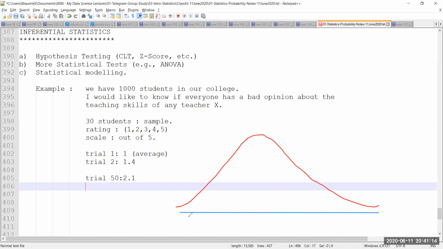Now what we will be doing is, what is the mean of this mean? The mean of this mean is going to be where I have the peak, right? So the average value of the mean is going to be over here, right? And there will be some kind of a standard deviation. There will be some kind of a variation, right?